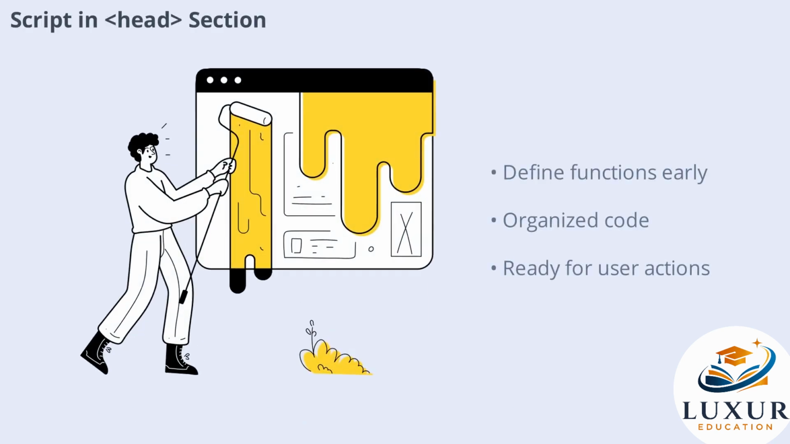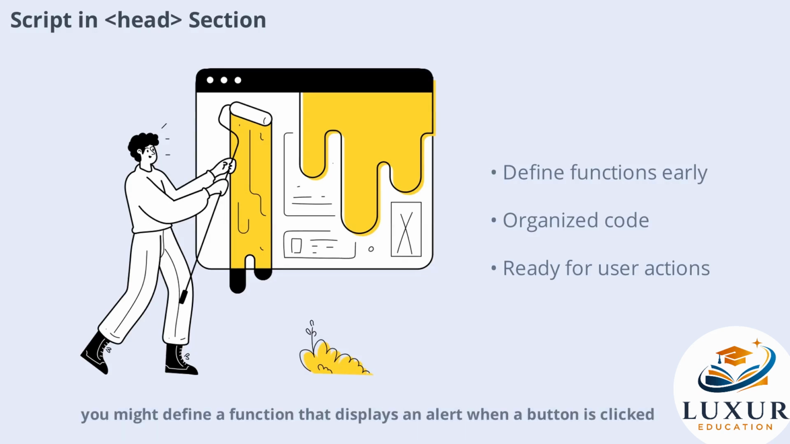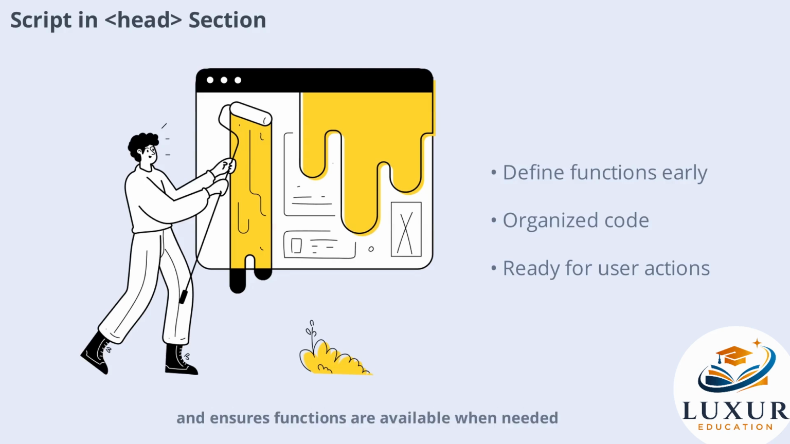Placing JavaScript in the head section is common when you want to define functions or scripts that will be triggered by user actions later. For example, you might define a function that displays an alert when a button is clicked. This approach keeps your code organized and ensures functions are available when needed.